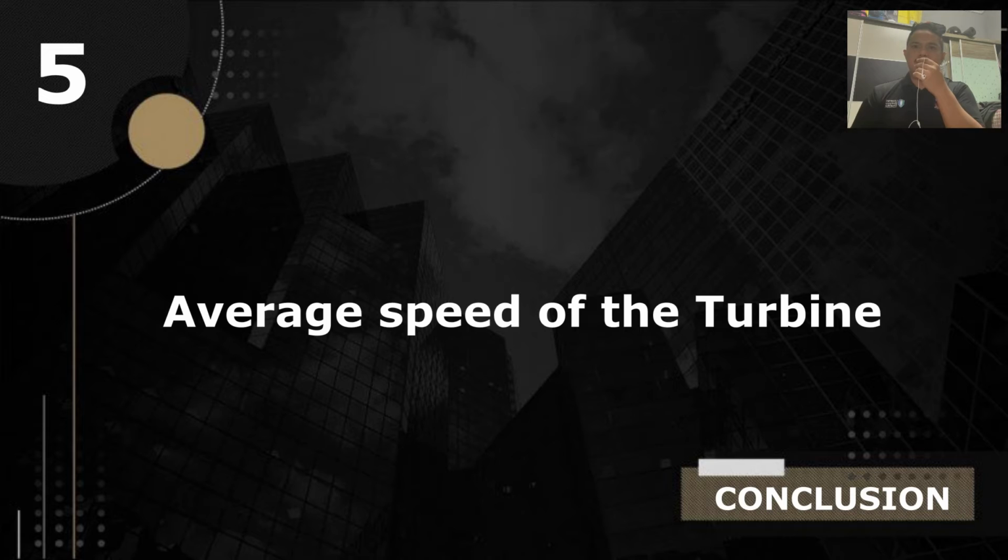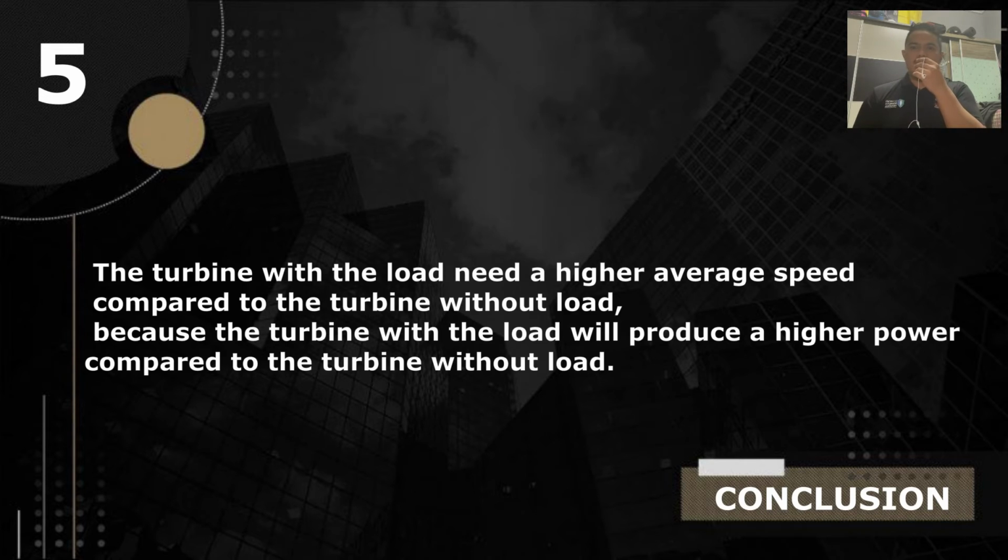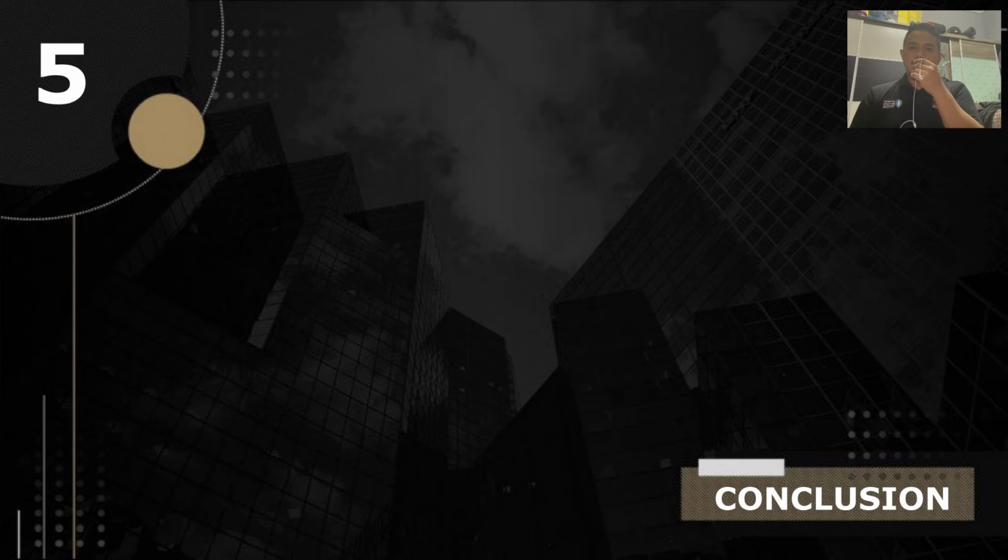And from it, we can know the best performance of the turbine is from the average speed of the turbine. It is because the turbine with the load needs a higher average speed compared to the turbine without load, because the turbine with the load will produce a higher power compared to the turbine without load. And lastly, it was generally a success as the results obtained were useful for the analysis of the properties of the machines. That's all from me.